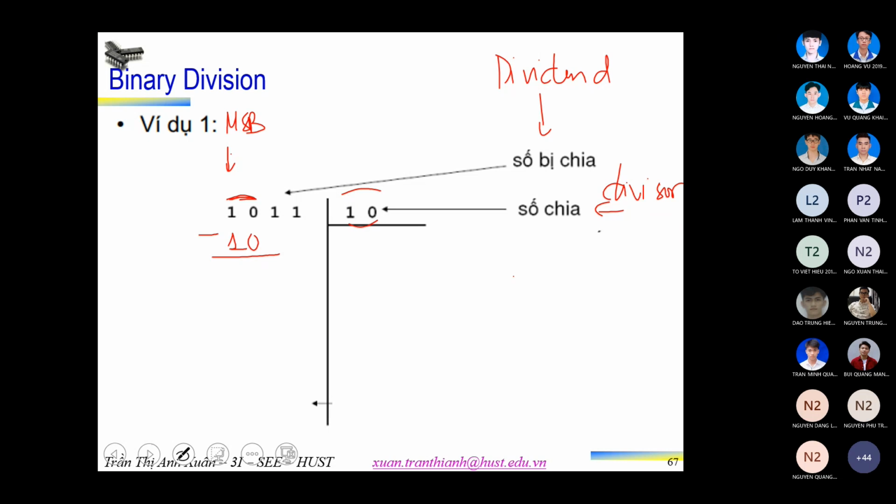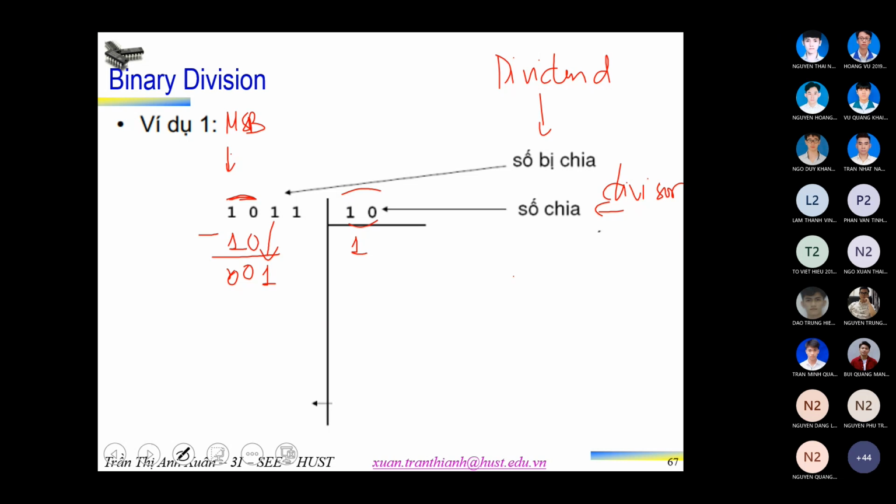And then we write 1 on the quotient. And we do the subtraction with the same rules as the earlier binary subtraction. It's 0, 0. And next we get 1 more bit from the dividend. And then we repeat the second step.